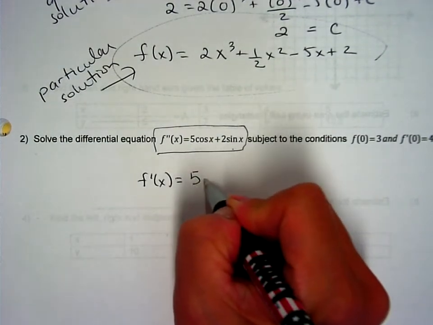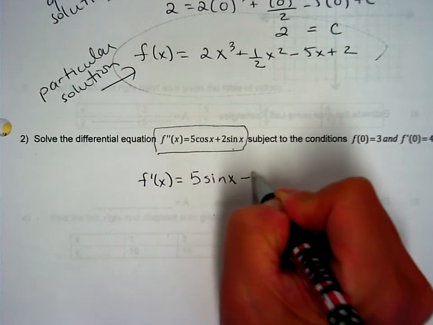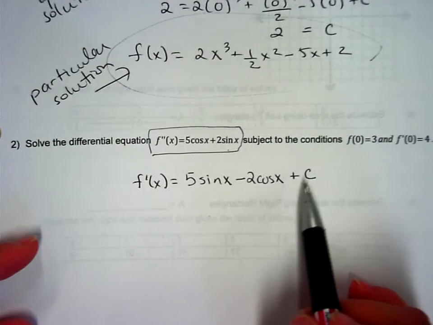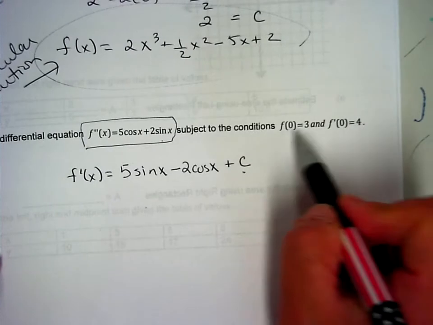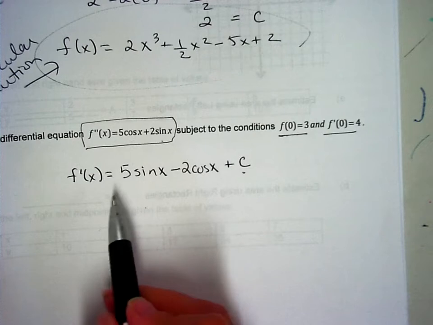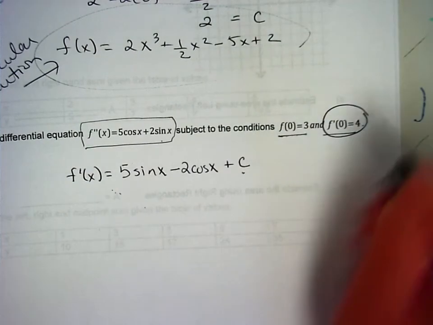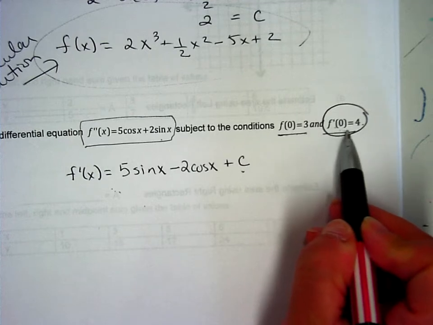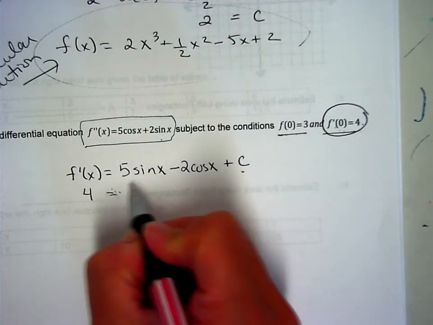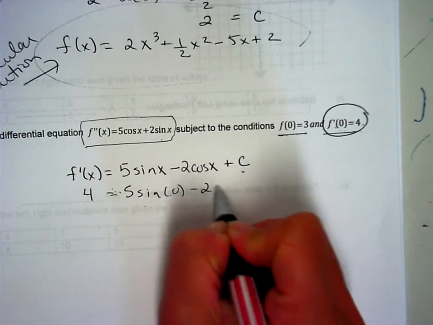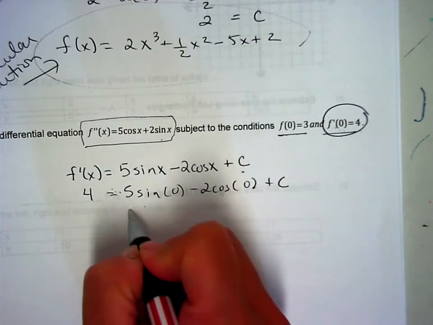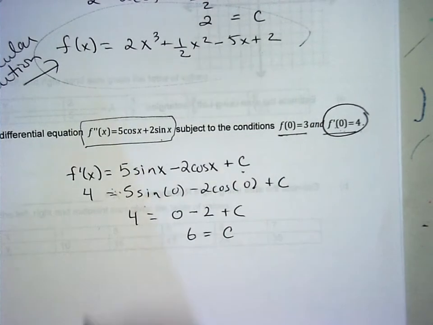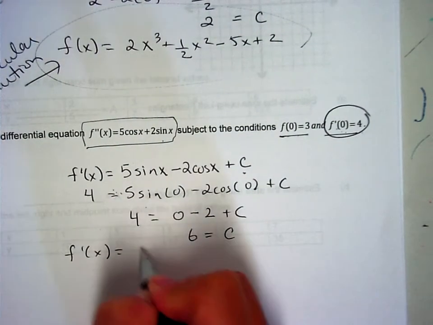So this is going to be 5 sine of x minus 2 cosine of x plus c. Now, before going on, find that plus c first. But notice you are given 2 pieces of information. This is your first derivative, so you need to use the information about the first derivative. It's saying that the first derivative at 0 is equal to 4. So the y value is 4 when I plug in 0 here. Okay, so you have 4 equals 0 minus 2 plus c. So c is going to be 6. So here is my first derivative.